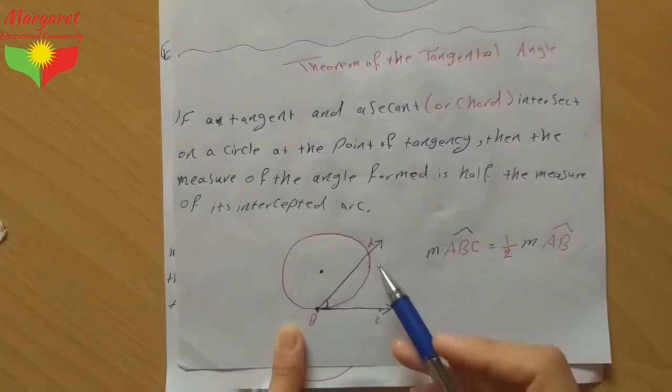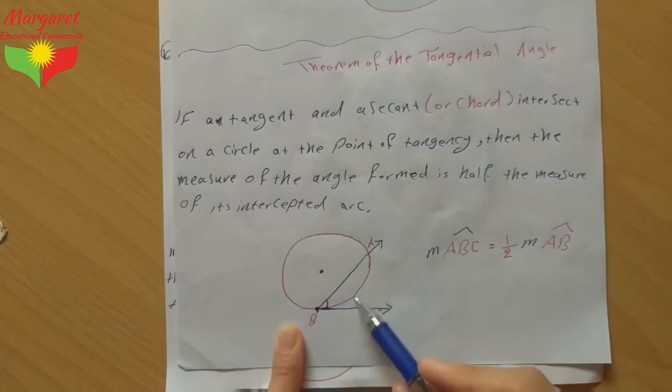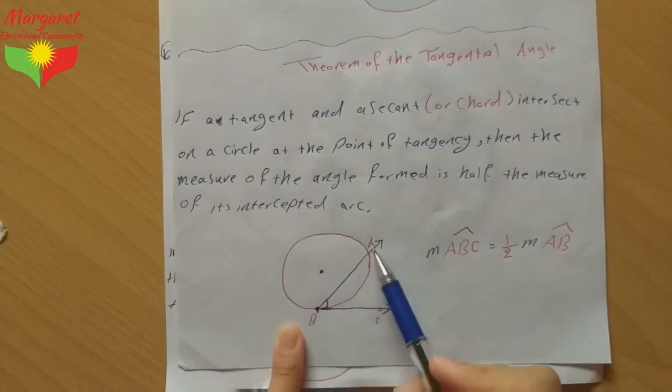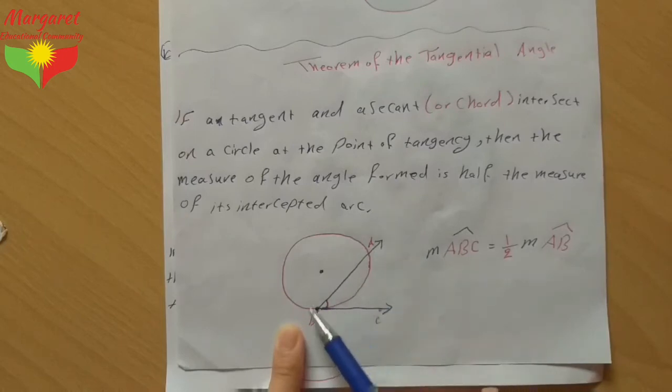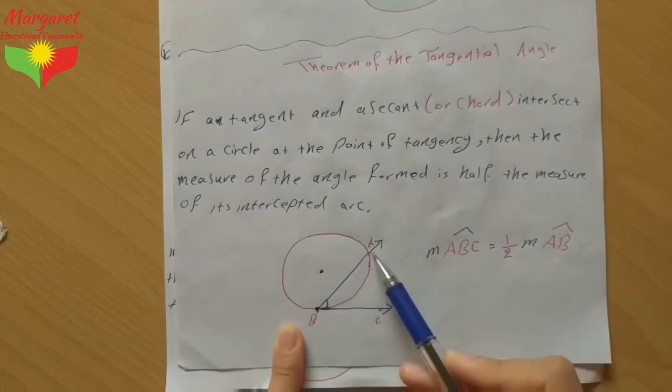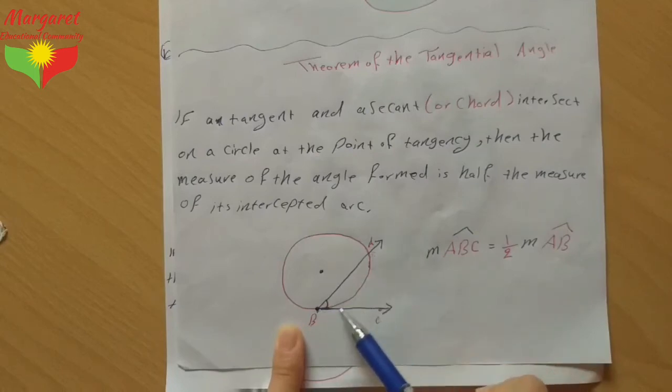The intercepted arc is AB. So the measure of angle ABC, it means the measure of angle B, equals half the measure of intercepted arc AB.